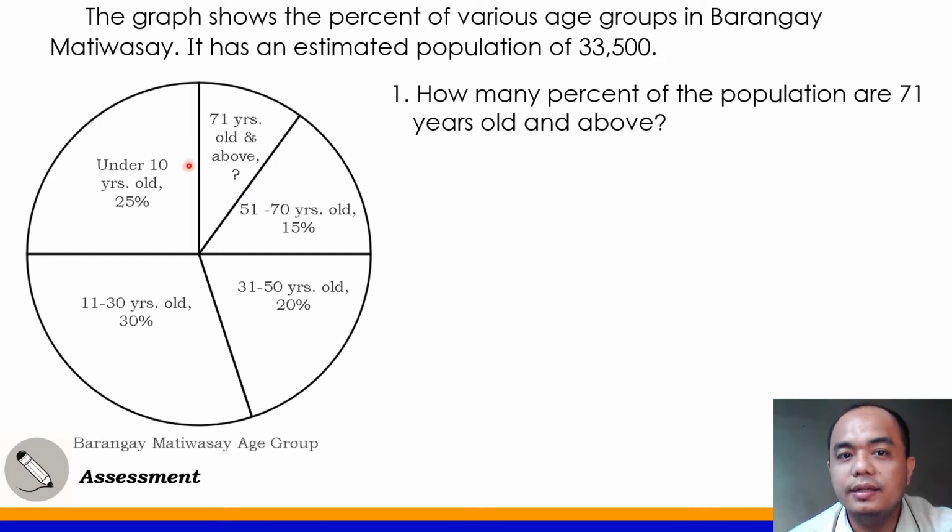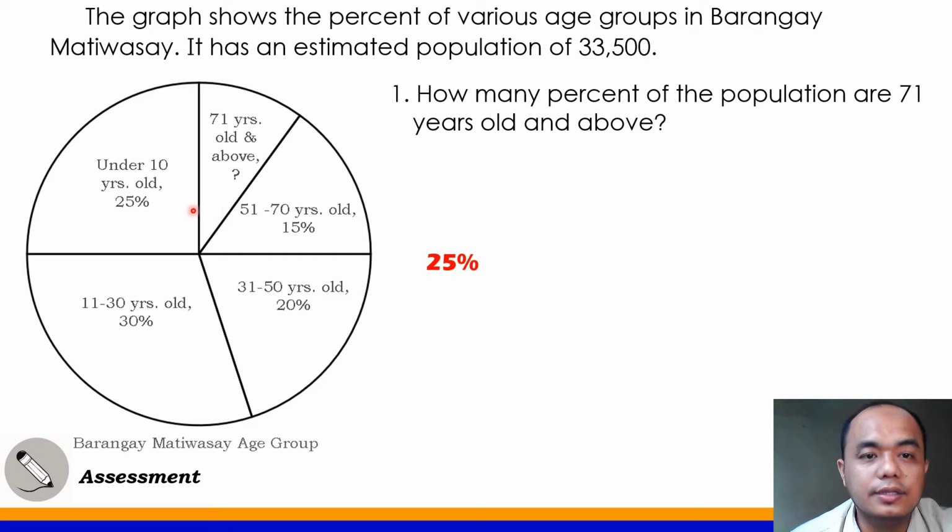Now, take note, di ba yung isang buong circle ay 100% yan, di ba? So, para malaman natin yung tamang sagot, i-add na natin itong lahat class, tapos yung sum niya ay gagamitin natin sa pag-subtract sa 100%. Okay, para mas malinaw sa inyo, let me show it to you.